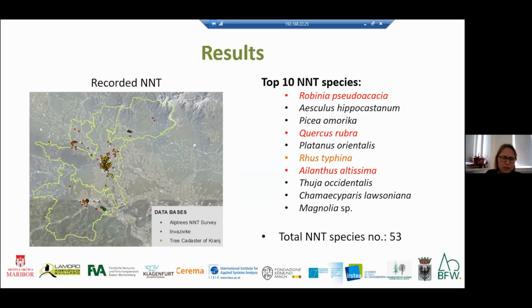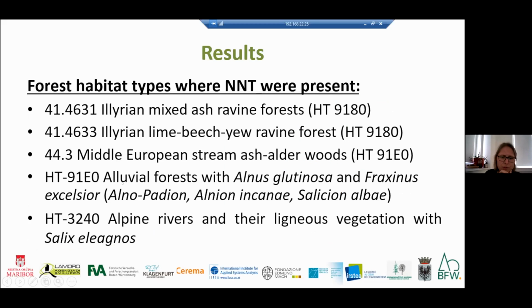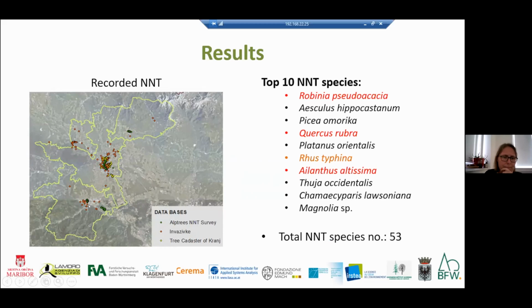So we mapped all the existing data of recorded non-native trees. As you can see here on the map, we have 3 different databases. One of them is our field survey. This is the green points. And as you can see here, the majority of data of non-native trees are clustered around 2 cities and surroundings. So here, oh, sorry, here and here. And the data in the forests are almost non-existent.